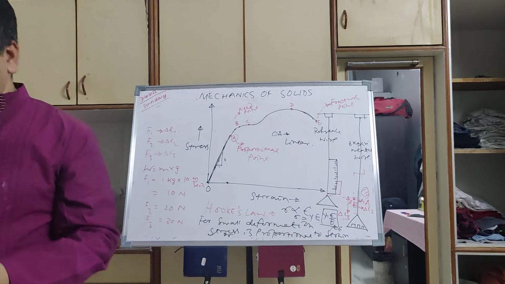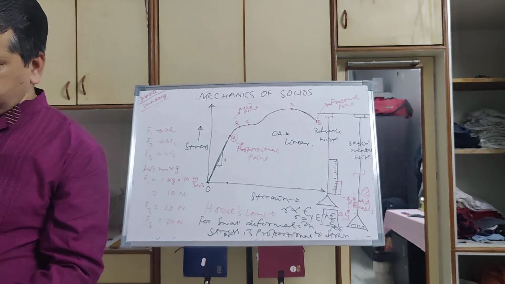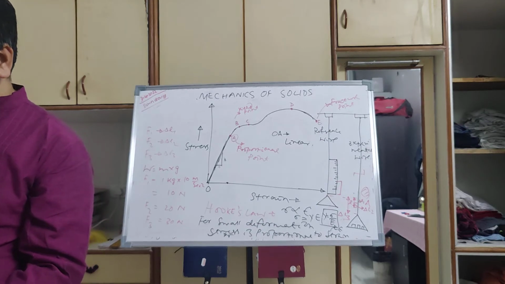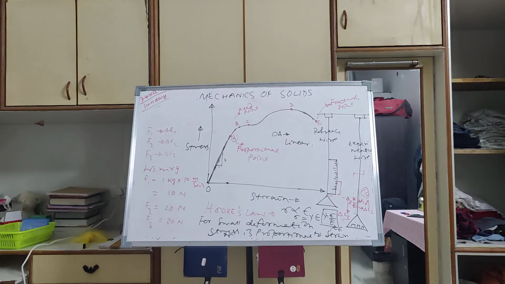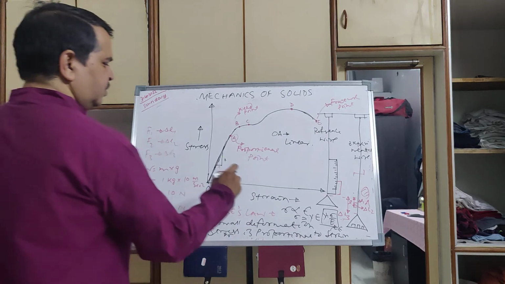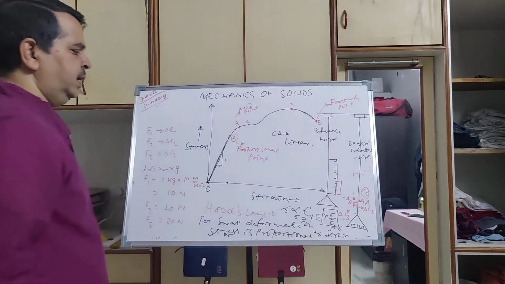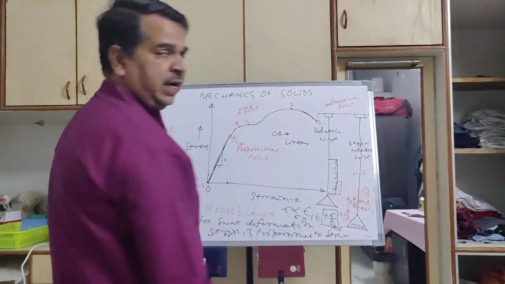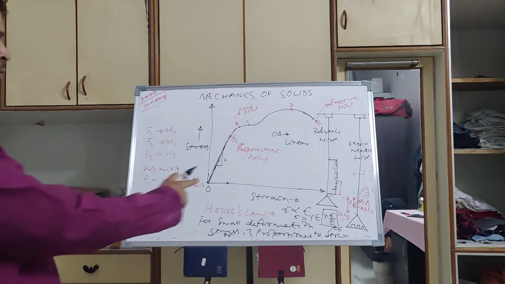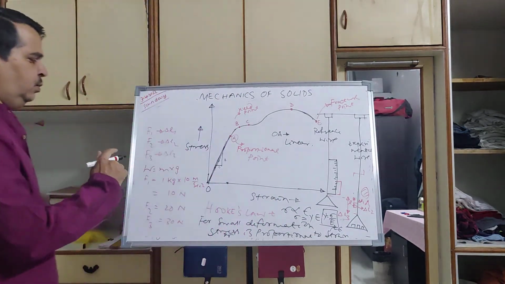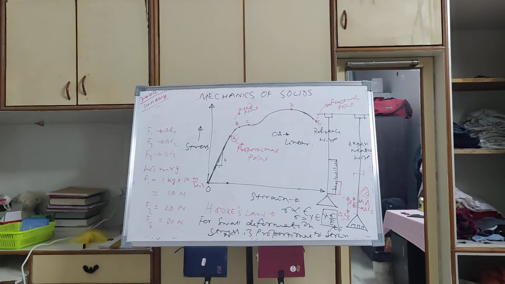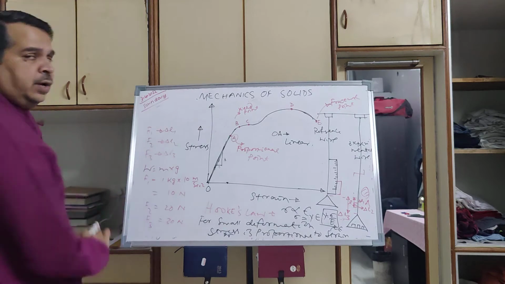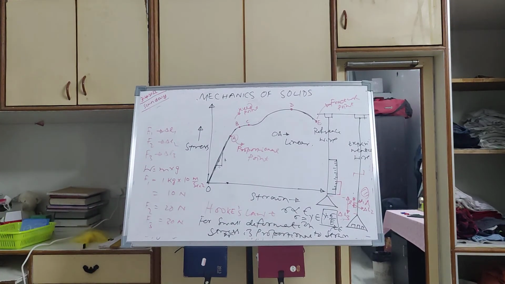In this region, the body regains its original position when the applied force is removed, so it behaves as an elastic body. Suppose to reach point A you have applied some 2 kg of load. If you remove the 2 kg of load, the body will come back to O. This is the elastic region.